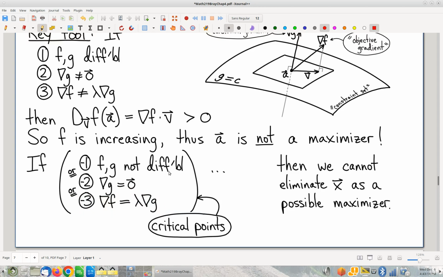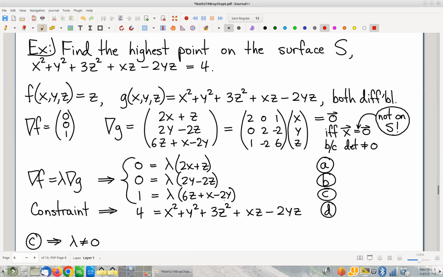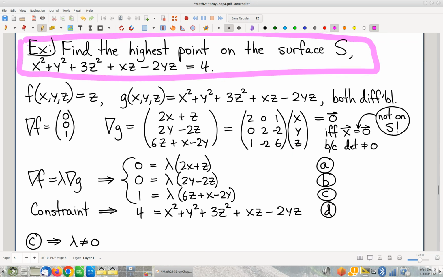So now we are ready to apply this test, this set of conditions for critical points, and we're going to find critical points now in some examples. Okay, here we go. So first example, we're going to look to see if we can find the highest point on a certain surface with a given weird equation. So what is the point with the highest z-coordinate? Highest z-coordinate means that this is the function I want to maximize. This is my objective function because I want to find the point with the greatest value of z, so I want to maximize this function z.